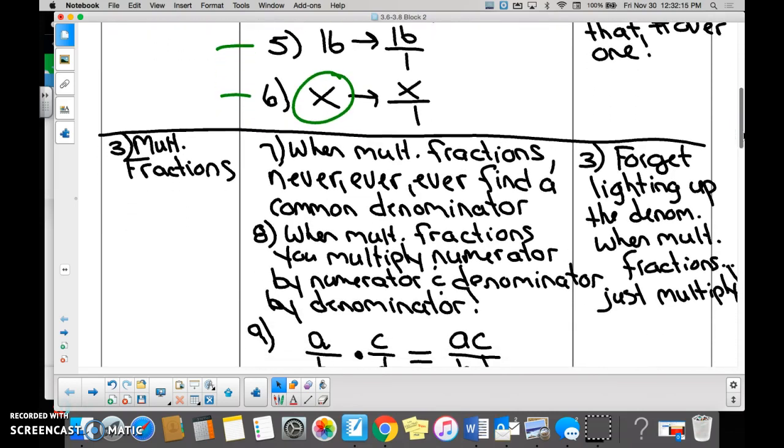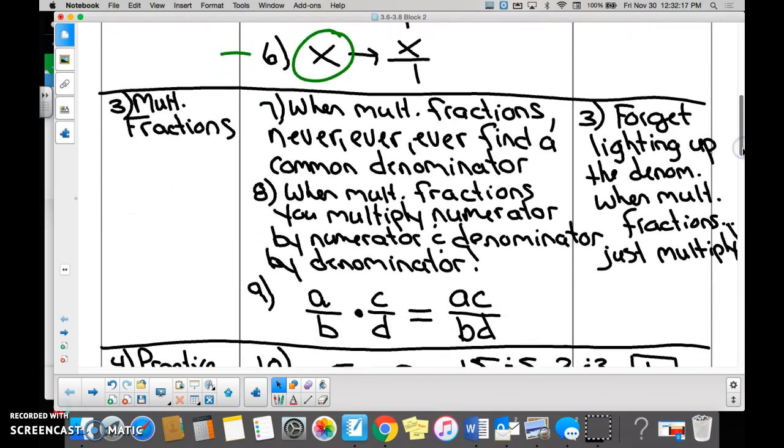All right, so we have a couple of rules when multiplying fractions. Rule number 1, you never, ever, ever find what? Common denominator. You don't need to. It's a waste of time. Do you like wasting time? No. Do you like spending more time on your homework? No. So if you don't need to find a common denominator, don't. Secondly, when you're multiplying fractions, you multiply the numerator by the numerator and the denominator by the denominator.